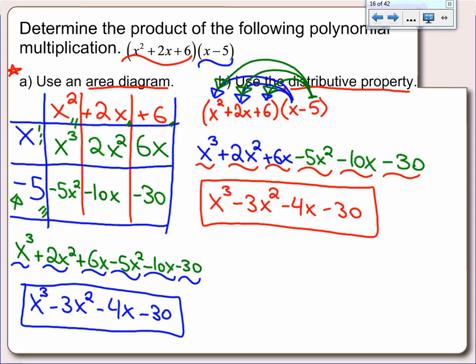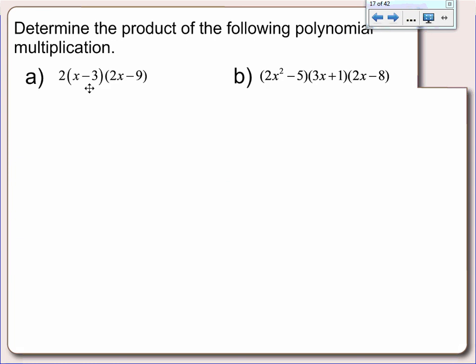All right. Determine the product of the following polynomials. So what I am going to do here is I'm going to do some questions. I will use area diagram because, again, that is usually the most popular one. For A, you'll notice that there's a 2 out front. So when we have a number out front, what I like to do is I like to leave that number till the very end. And instead, what I do is I focus on the other polynomials and I multiply those polynomials together first.